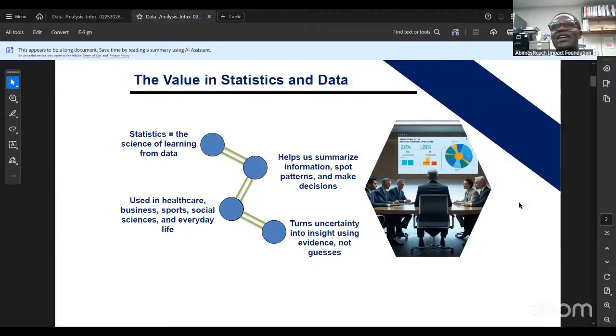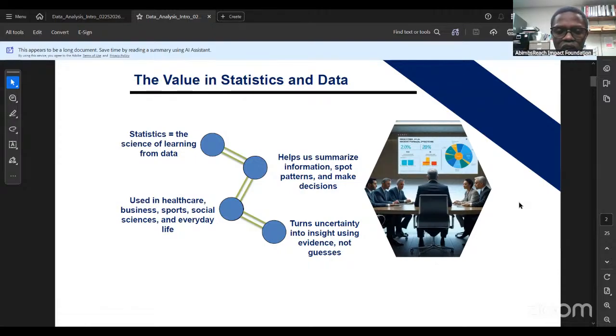Statistics gives us the science, and data gives us the information in raw form. Statistics gives us the science to be able to learn from that data and bring out information from that data.